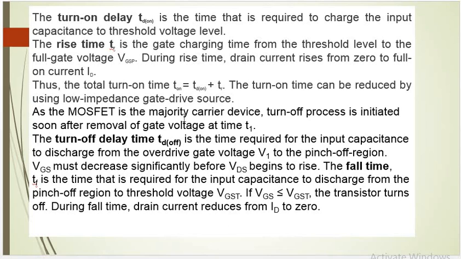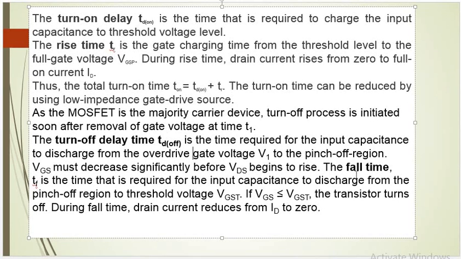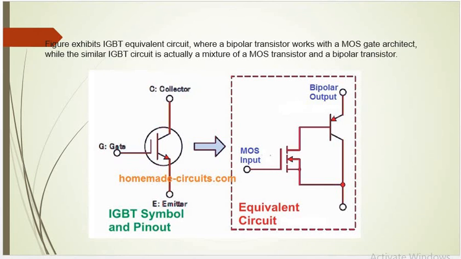As the MOSFET is a majority carrier device, the turn off process is initiated soon after the removal of gate voltage. So the turn off time can be given as TD off plus TF, the fall time. The fall time is the time required for the input capacitance to discharge from the pinch off region to the threshold voltage. So if the VGS value is less than VGST, the transistor turns off. During fall time, the drain current reduces from ID value to 0. So this is the switching characteristics of your MOSFETs.